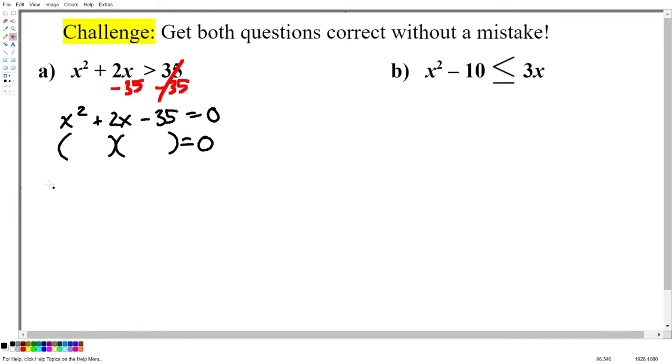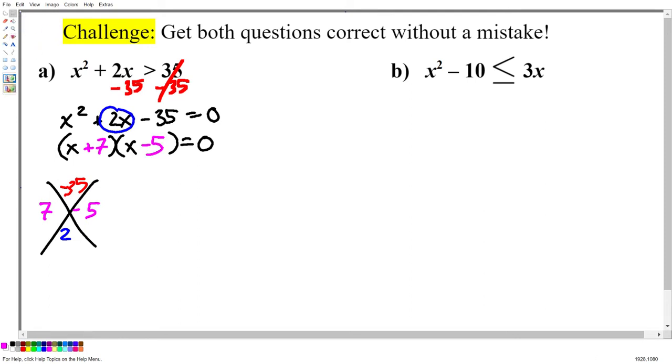Let's see. So what multiplies to negative 35? And just factoring here. What multiplies to negative 35 but also adds to 2? All right, so hopefully you should have gotten these two answers here. Multiplies to 35 and adds to 2 would be 7 times 5, and that would be the negative. So it would be x plus 7 and x minus 5. All right, did you get that right? Hopefully you did.